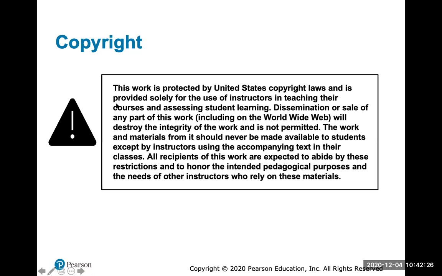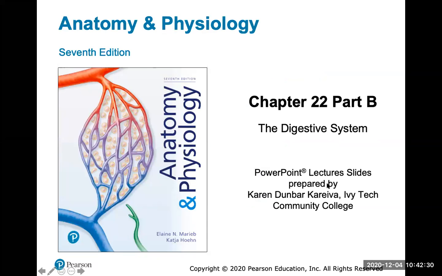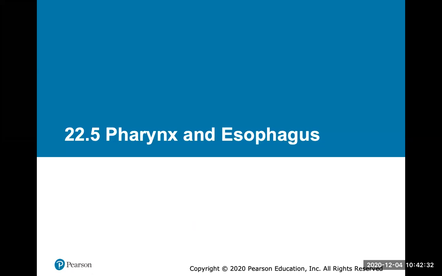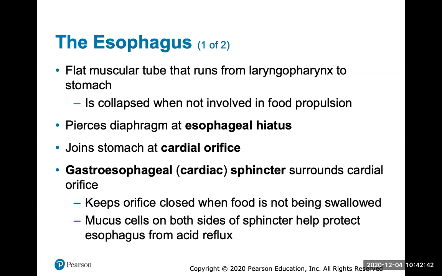Okay, so we're in part B now, and let me go ahead and make sure my screen is shared. So again, another kind of lengthy part. In part B, we're just going to keep moving down. The pharynx, esophagus. The pharynx is divided into your oropharynx and laryngopharynx, which share the passage of food, fluids, and air. You have different muscles that help the food to become swallowed down as it gets to the esophagus.